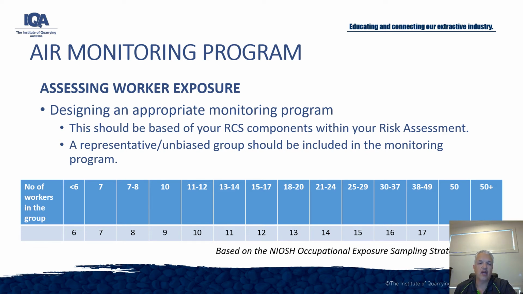If you look at the table, it's based on the NIOSH Occupational Exposure Sampling Strategy Manual. You need at least 6 samples to actually do statistics. If you've got less than 6, you can't do statistics and you can't validate that data. So if you've got less than 6 people, you've got to do 6 samples. If you've got 10 people, you've got to do 9. If you've got 50 plus, you do 22.